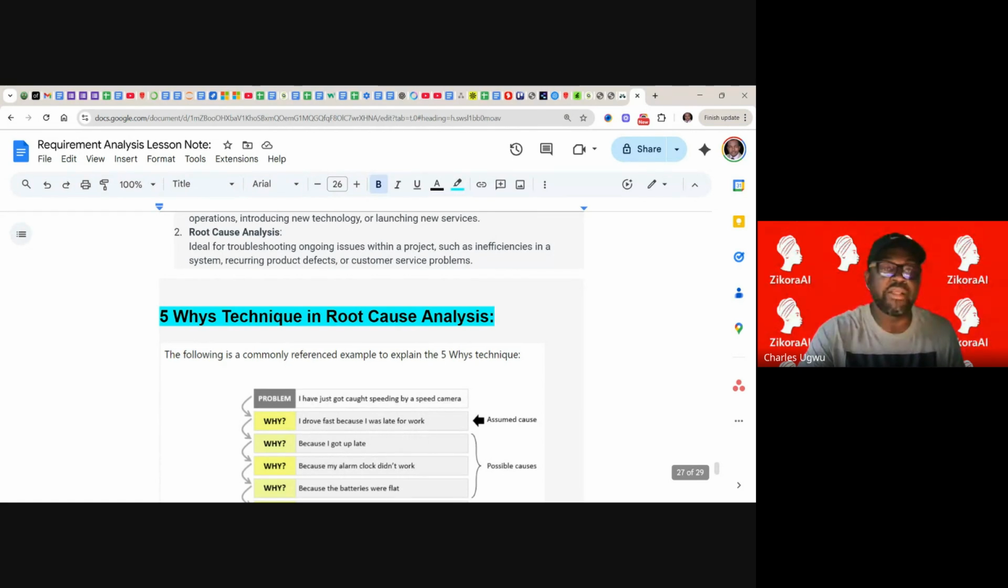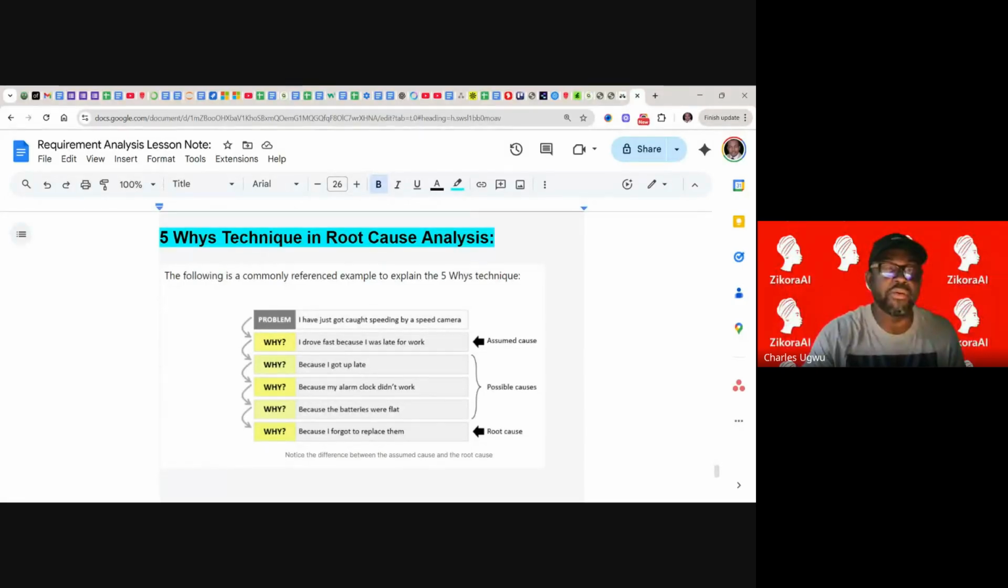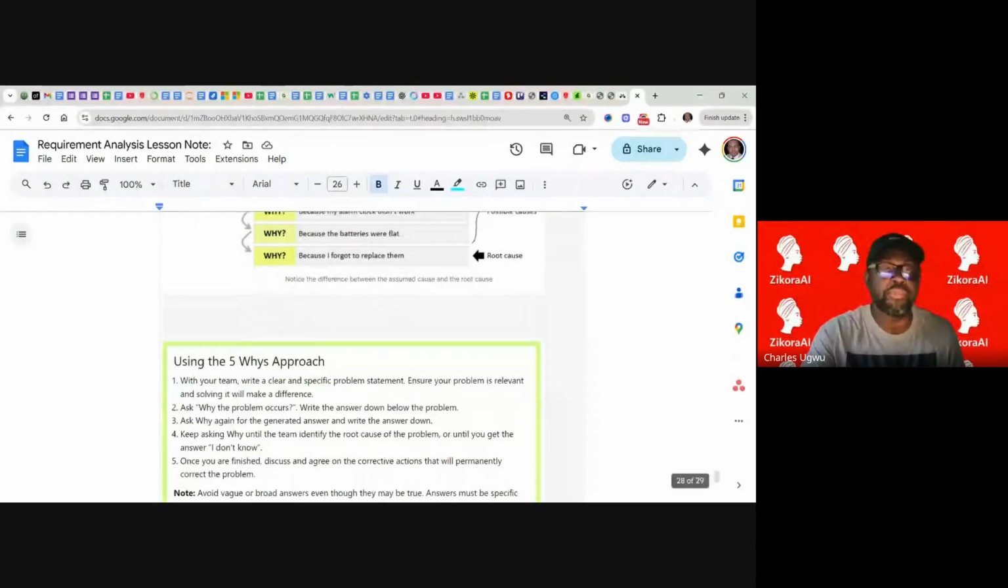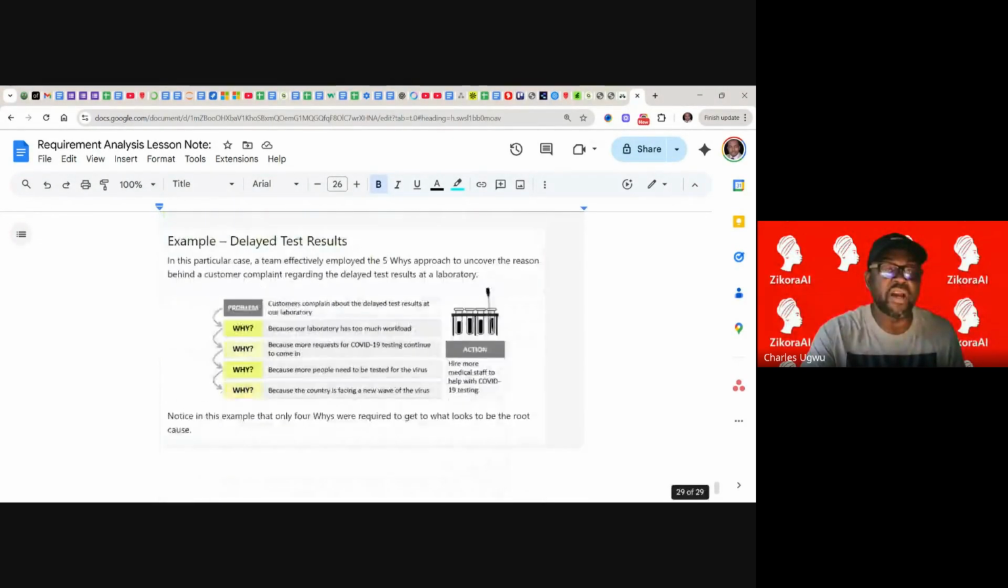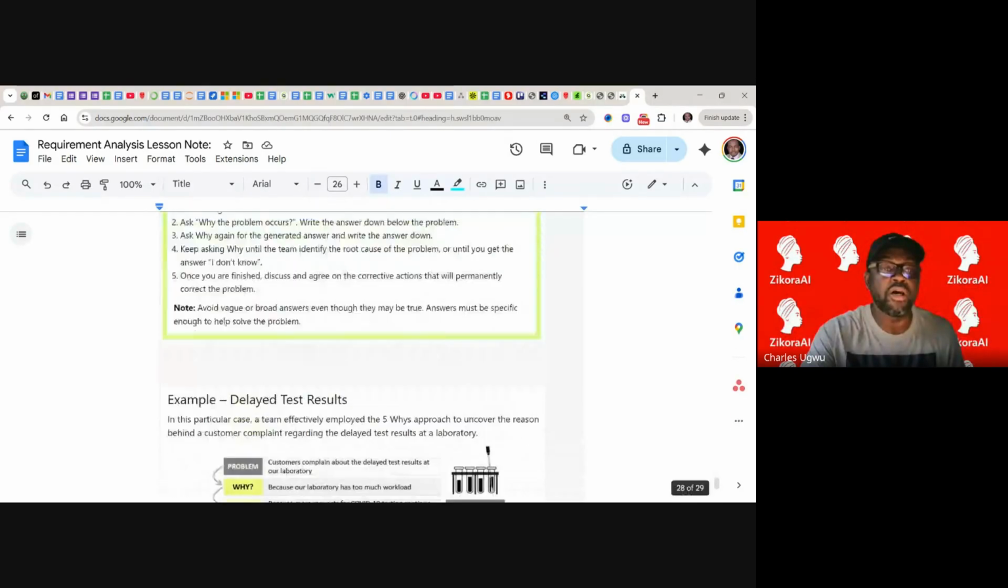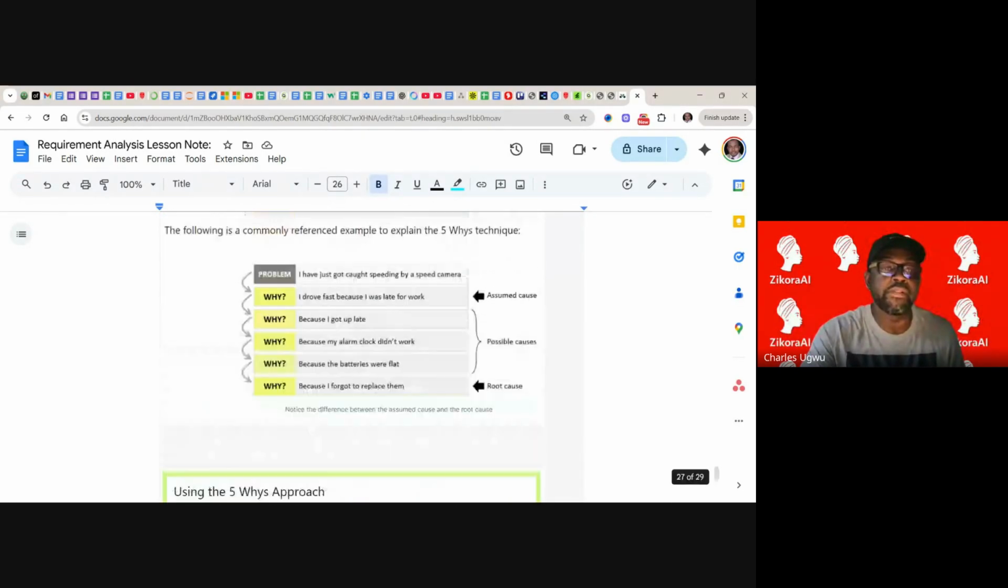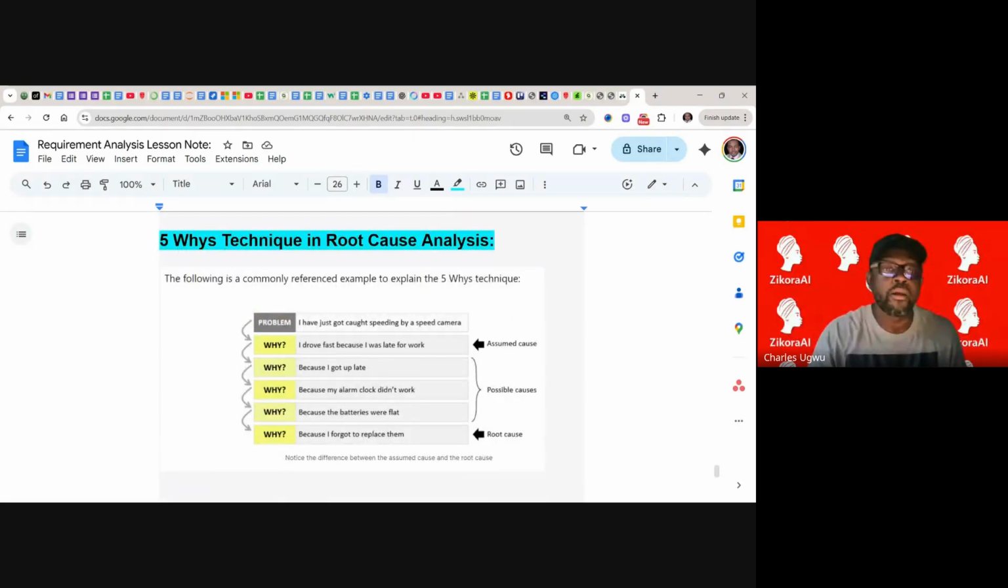The 5 whys technique in root cause analysis. I captured so many other examples in these 5 whys, or why. This is a clear example in why again.